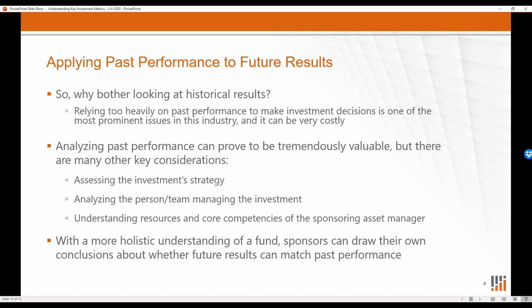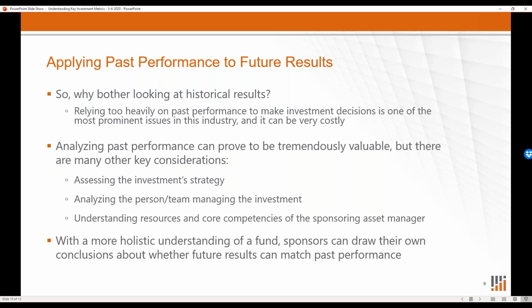Once you have a better understanding of these supplemental pieces of information, you can drive much more value from the historical performance results, and ultimately then you as the plan sponsor can draw your own conclusions about whether future results can match past performance. But relying on past performance alone, it's not going to do it. A few easy examples that we've run into: maybe a manager becomes too large. They've had a very successful few decades of managing money.